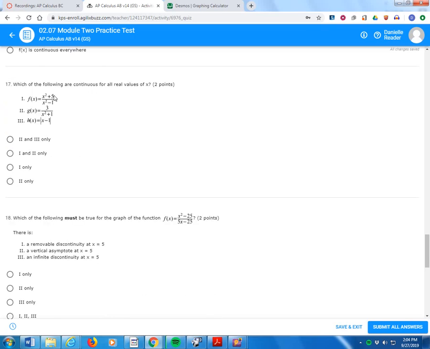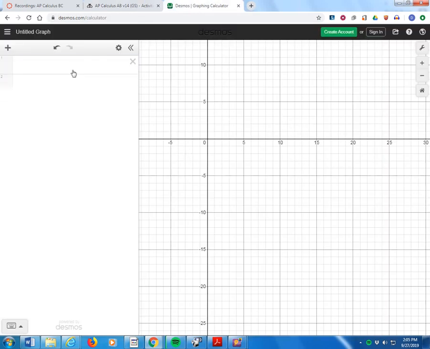Which of the following are continuous for all real values of x? Well, I know this is going to have a vertical asymptote, so that's not continuous. This is continuous because I could draw the V without picking up my pencil, so that one works. This one, there is no asymptote. The degree on top is less. There's no vertical asymptote here because x squared can't equal negative 1. So let's just try that one. 3 divided by x squared plus 1.